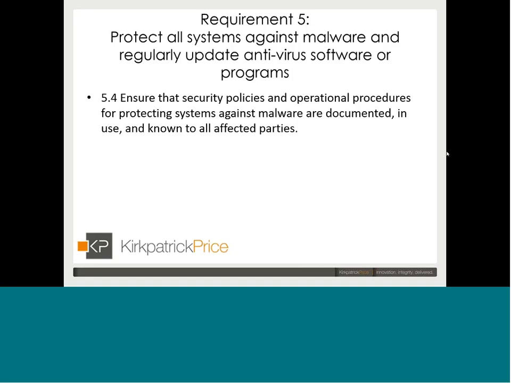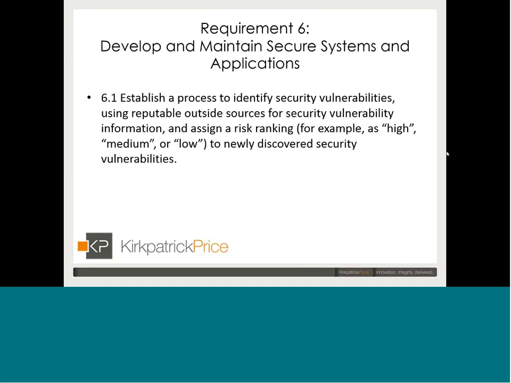All right. And now we move to requirement 6, and more specifically requirement 6.1, which requires companies to establish a process to identify security vulnerabilities using reputable outside sources for security vulnerability information and assigning a risk ranking to newly discovered security vulnerabilities. Steve, what are your thoughts on how often you should check to identify security vulnerabilities?